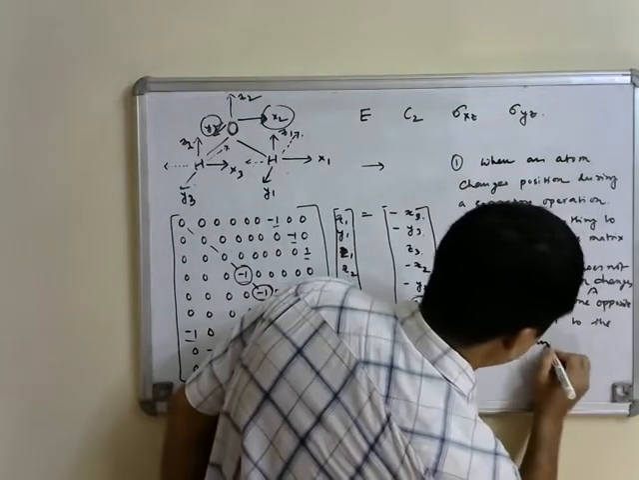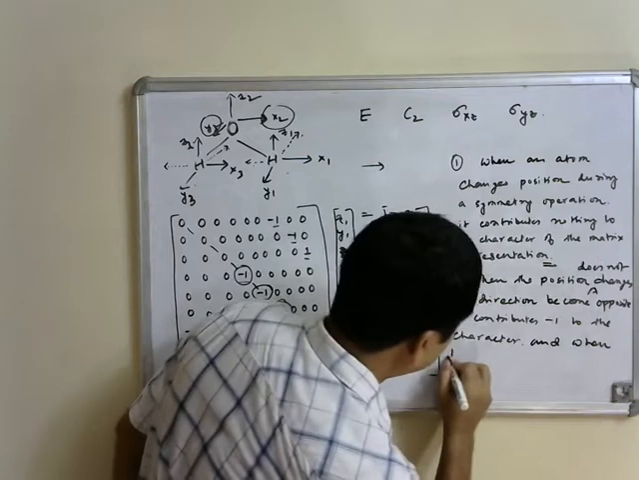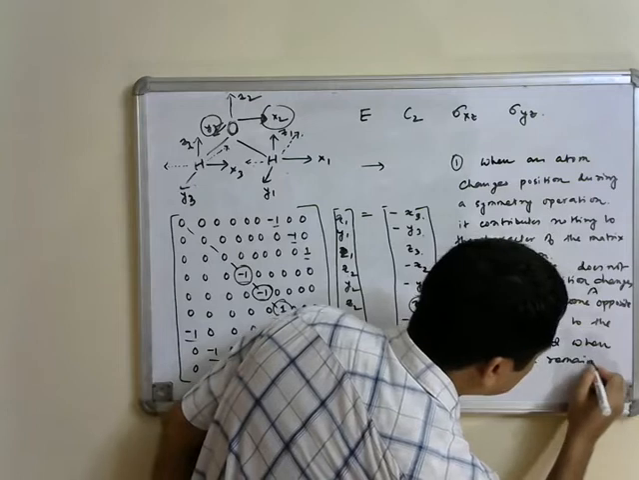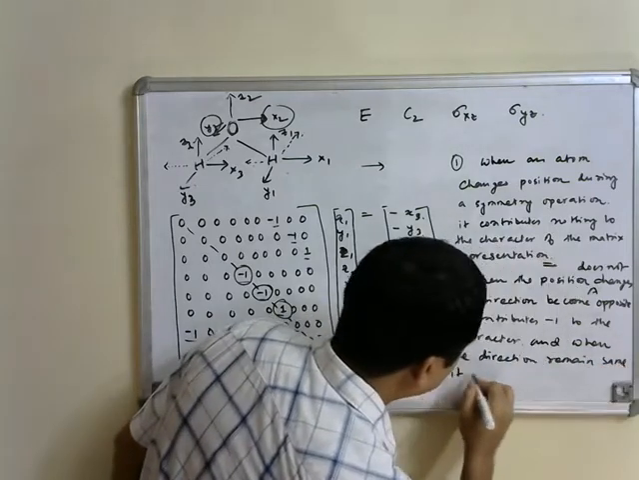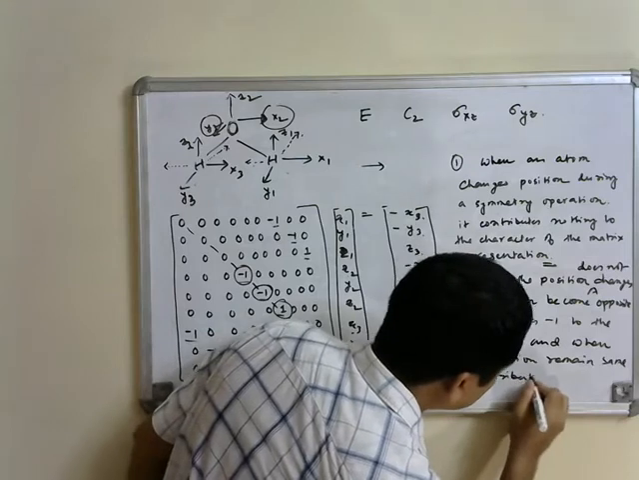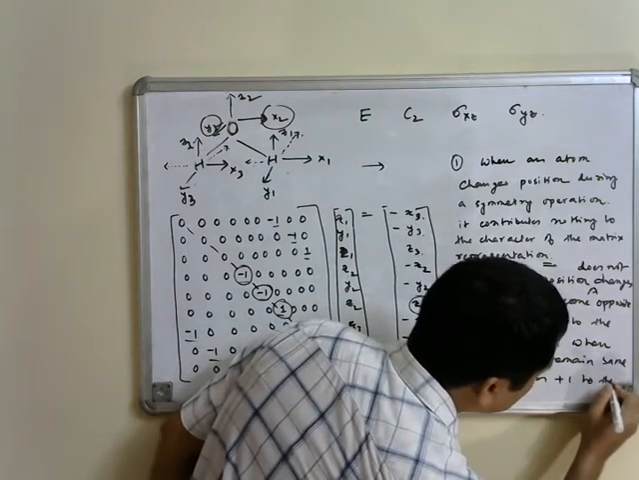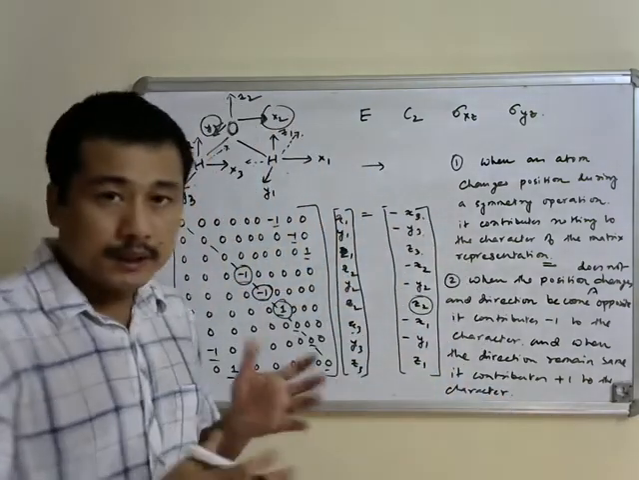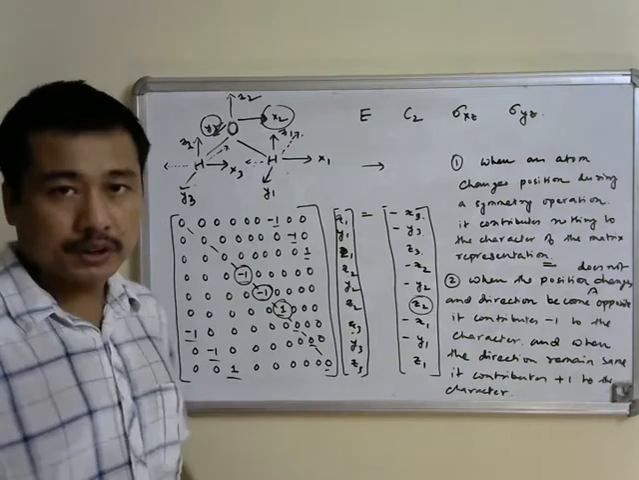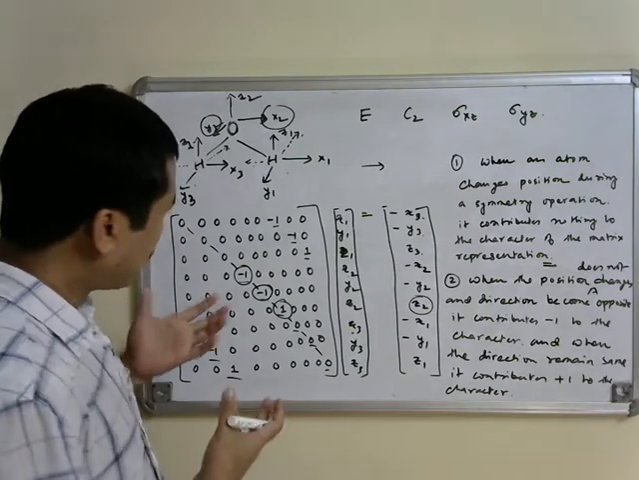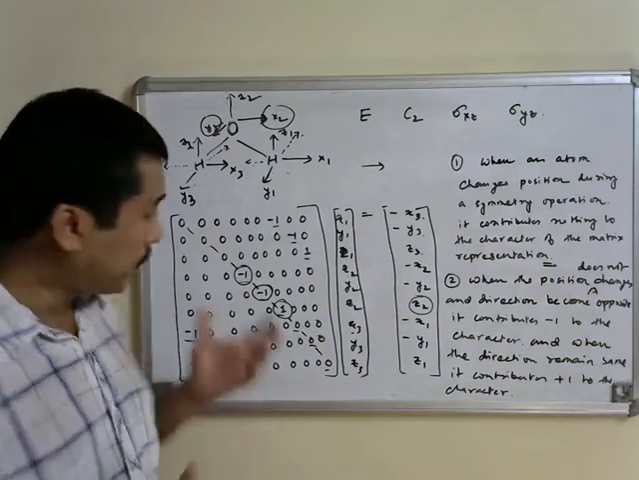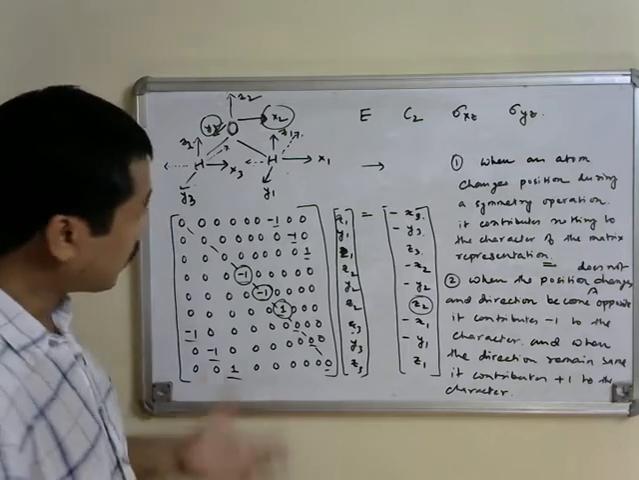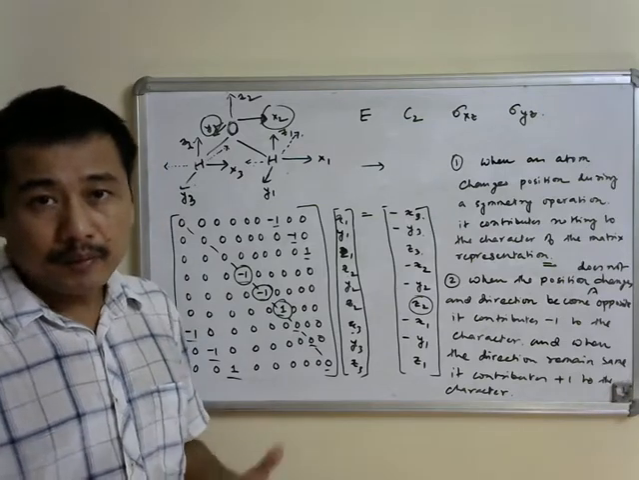And when the direction remains same, it contributes plus 1 to the character. So this is a very important observation that we have made, because writing such a very high dimensional matrix is going to be difficult for us, or is going to be cumbersome, and that is why instead of writing the matrices, we can write the characters.